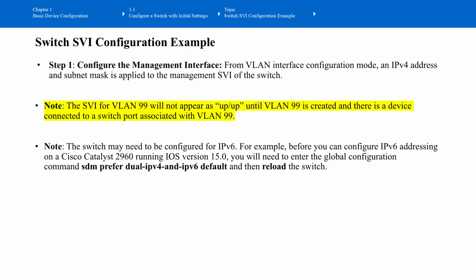Note, the switch may need to be configured for IPv6. For example, before you can configure IPv6 addressing on a Cisco Catalyst 2960 running IOS version 15.0, you will need to enter the global configuration command sdm prefer dual-ipv4-and-ipv6 default, and then reload the switch.